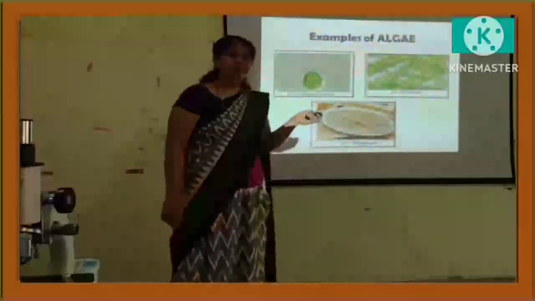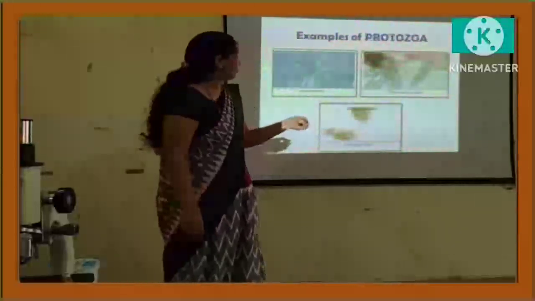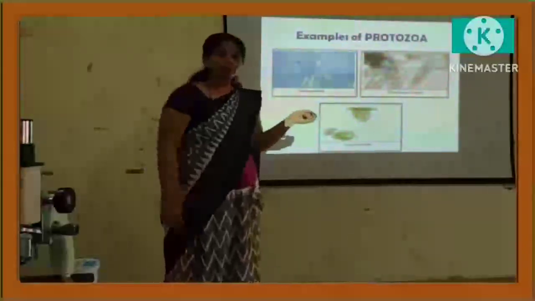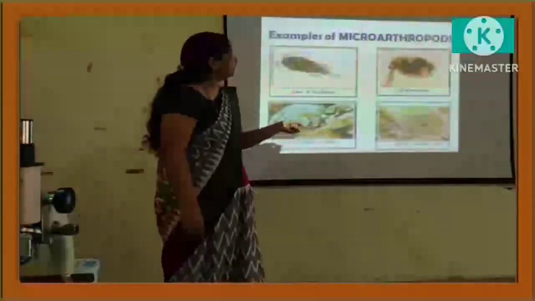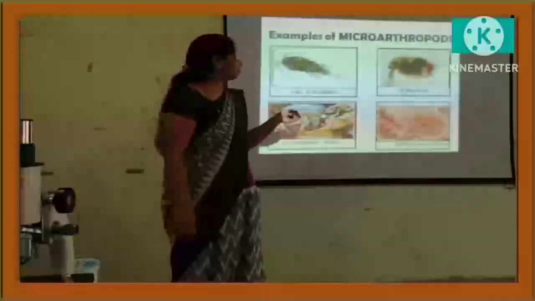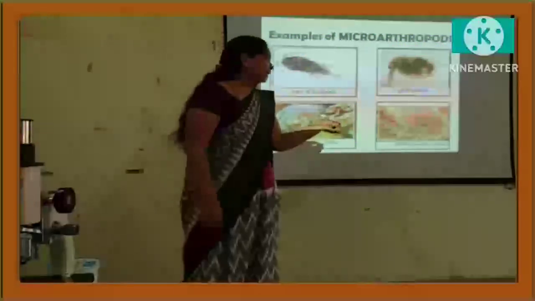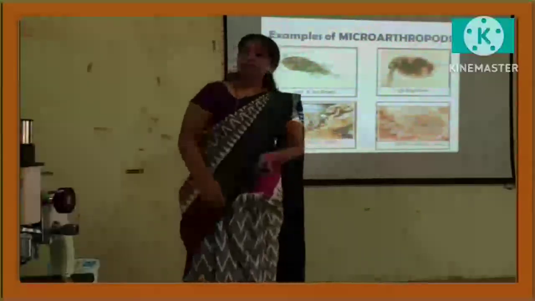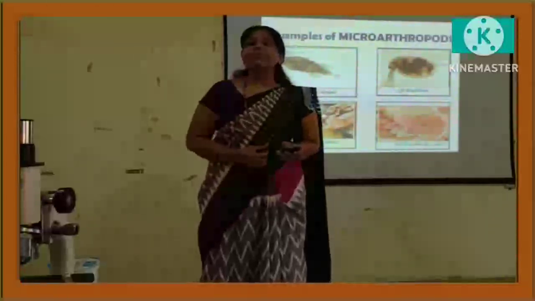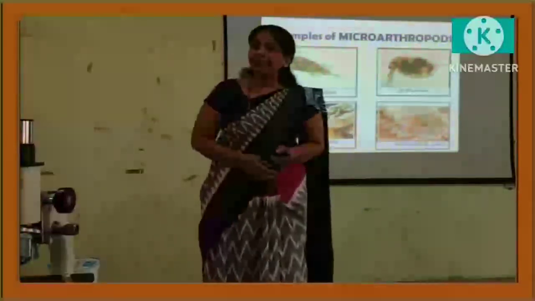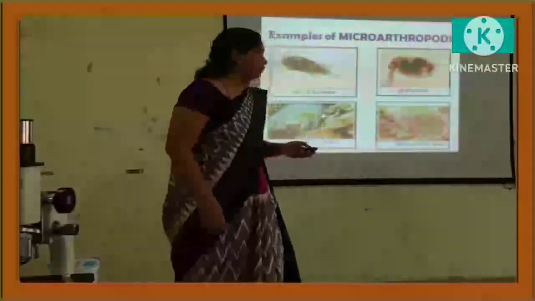Then examples of algae: Chlamydomonas, Spirogyra, diatom. Then examples of protozoa: Amoeba, Paramecium, Vorticella. Examples of microarthropods: Cyclops, Daphnia, scabies mite and eyelash mite. So, children, let us see microorganisms with some activities. Let us do a few activities by which we can observe microorganisms under the microscope.